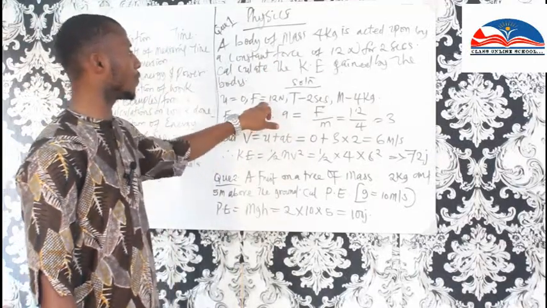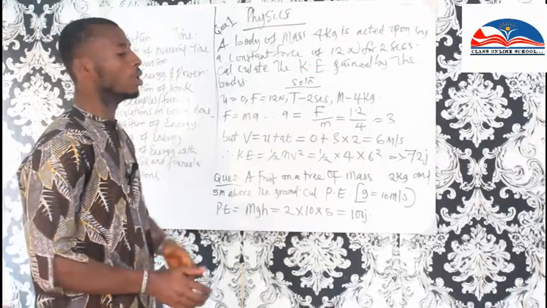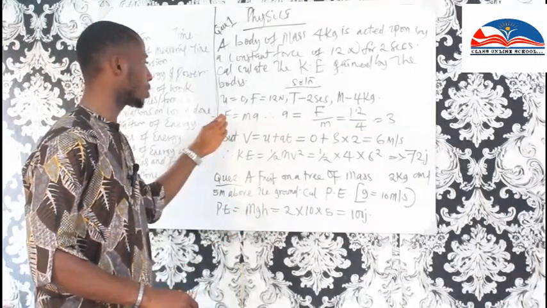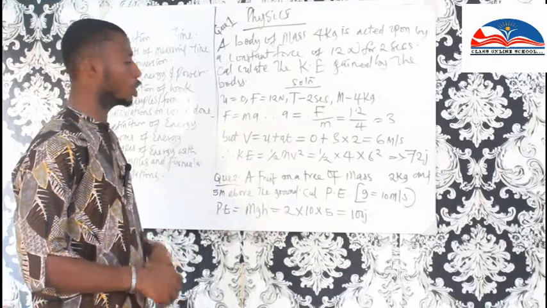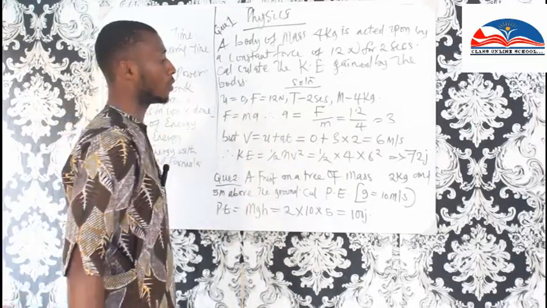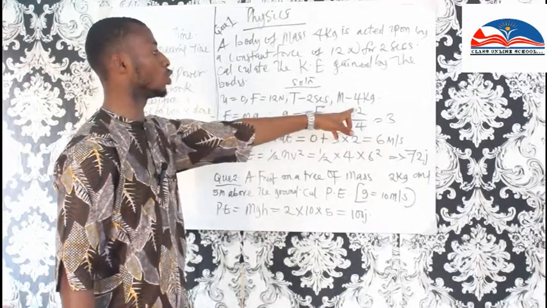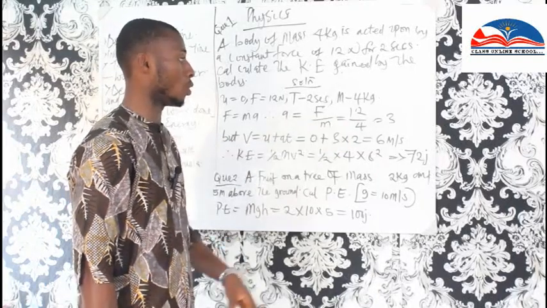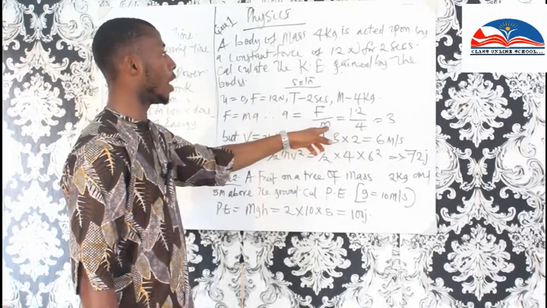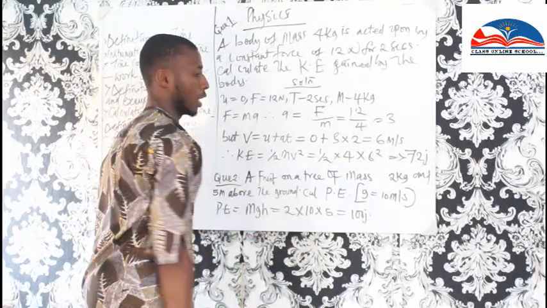Now, the force they told us is 12 Newton. Time is 2 seconds. The mass is 4 kg. Force is equal to mass times acceleration. Since they gave us force and mass, we look for the acceleration. We cross multiply to make a the subject of the formula. Acceleration equals force over mass, which is 12 over 4. 12 Newton is the force, all over 4 kg, which is the mass. If you divide it, you have 3.